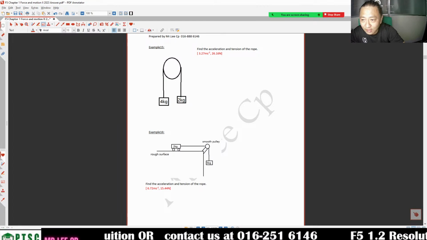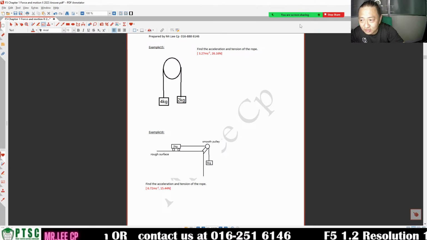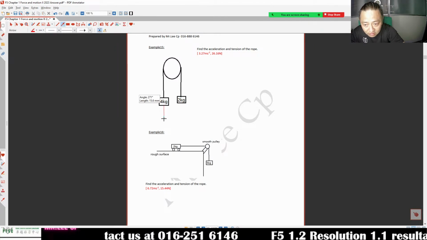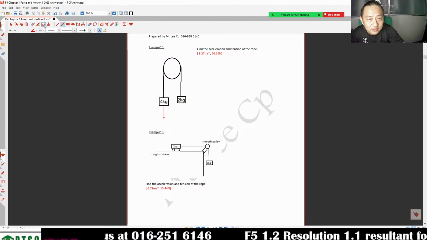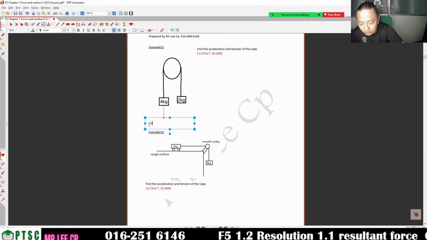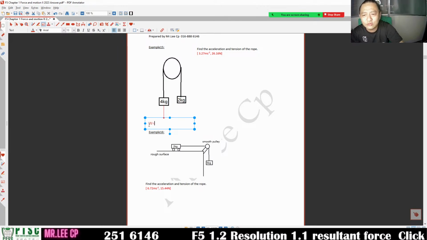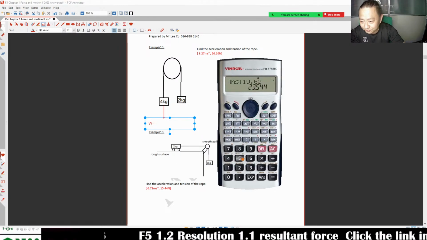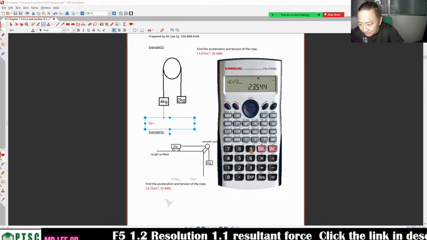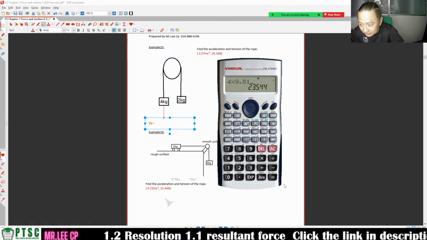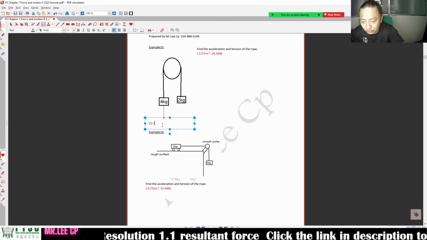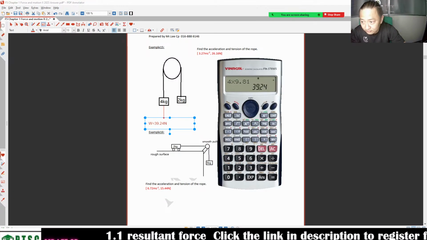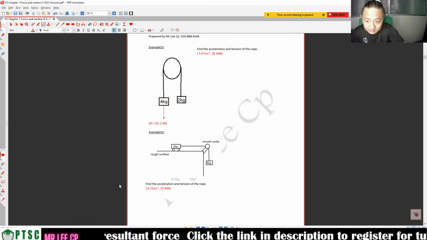Okay, now find the acceleration or tension of this rod. First of all, what we have is this one. This is called weight, W. W is equal to mg. I don't want to write mg anymore, I straight away press the calculator. 4 times 9.81 is 39.24, 39.24 Newton. Okay, are you okay?